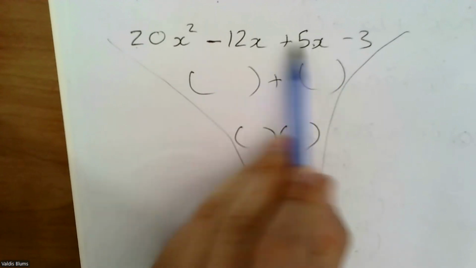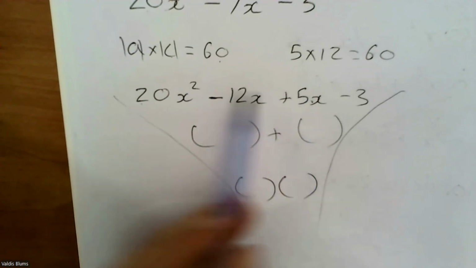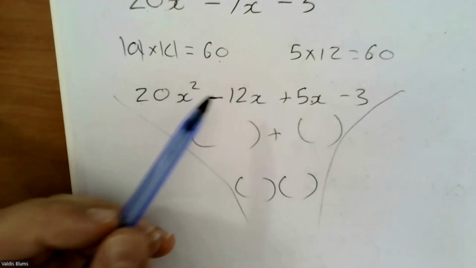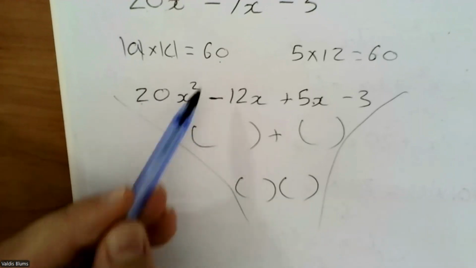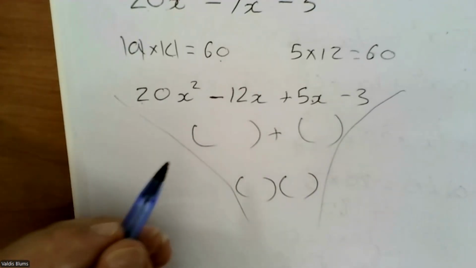Now, when you're doing the decomposition method, the order of these two don't matter. So you could have had plus 5x minus 12x and still done the factorizing of the first two, factorizing of the second two. You'll get to the same answer at the end.